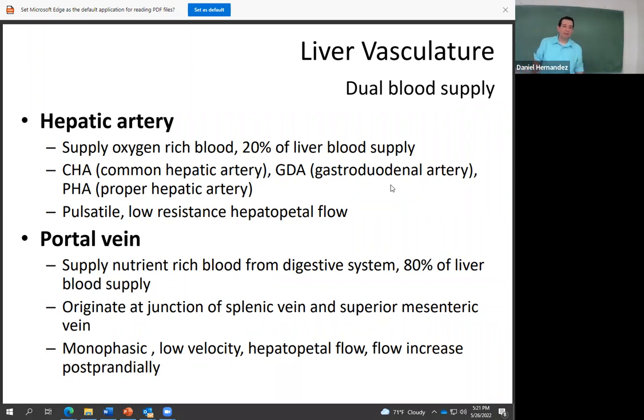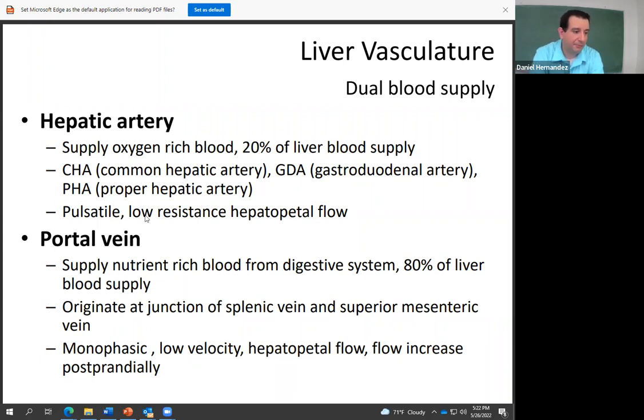This hepatic artery is very low resistance, has a pulsatile flow, and is something called hepatopedal. So we're going to learn in a moment the difference between hepatopedal versus hepatofugal. Pedal refers to blood flow flowing towards the liver, into the liver. We can have blood flow that's hepatofugal, leaving the liver. So pedal is towards the liver, fugal means away from the liver. This is particularly important when we're assessing the main portal vein.